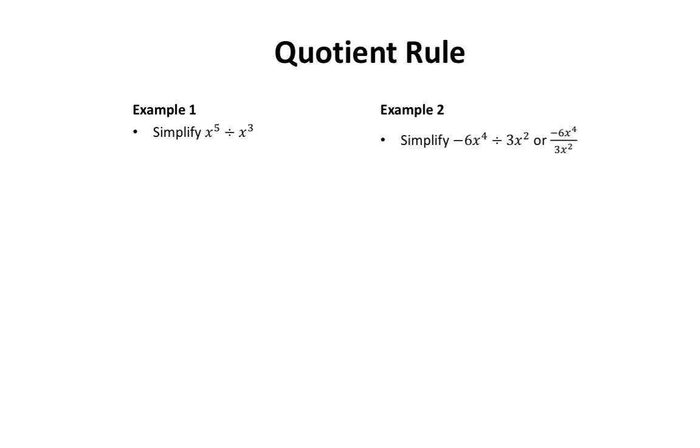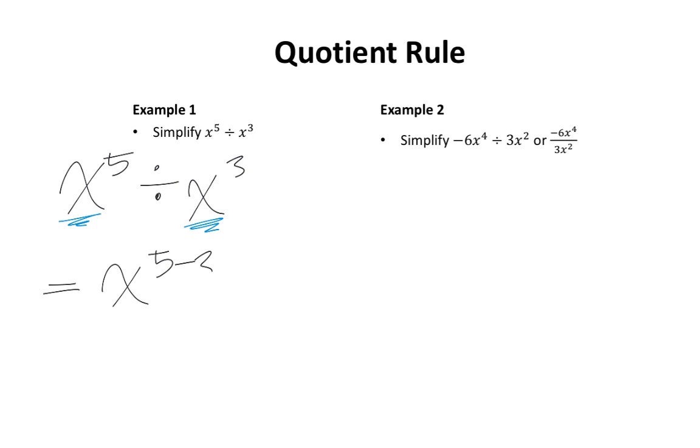In our next set of examples, we're going to take a look at the quotient rule. So in our first example, we want to simplify x to the power of 5 divided by x to the power of 3. So I'm going to rewrite the question. Remember, when you're dividing exponents with the same base, you subtract the exponents. So since the base is both x, you can go ahead and just subtract the exponents. That is x to the power of 2.